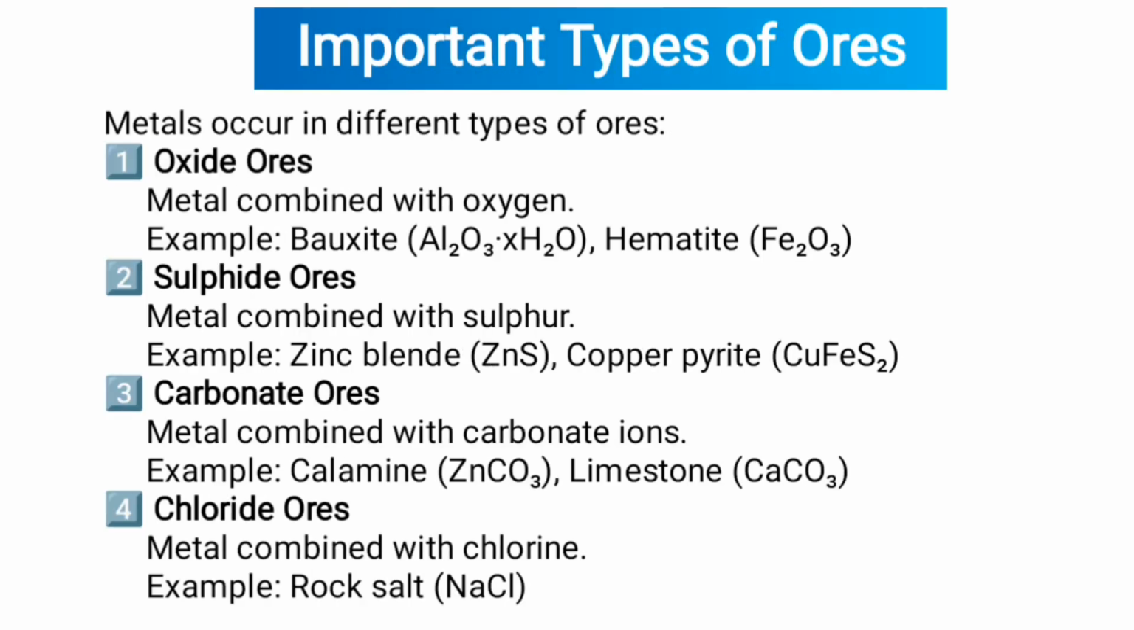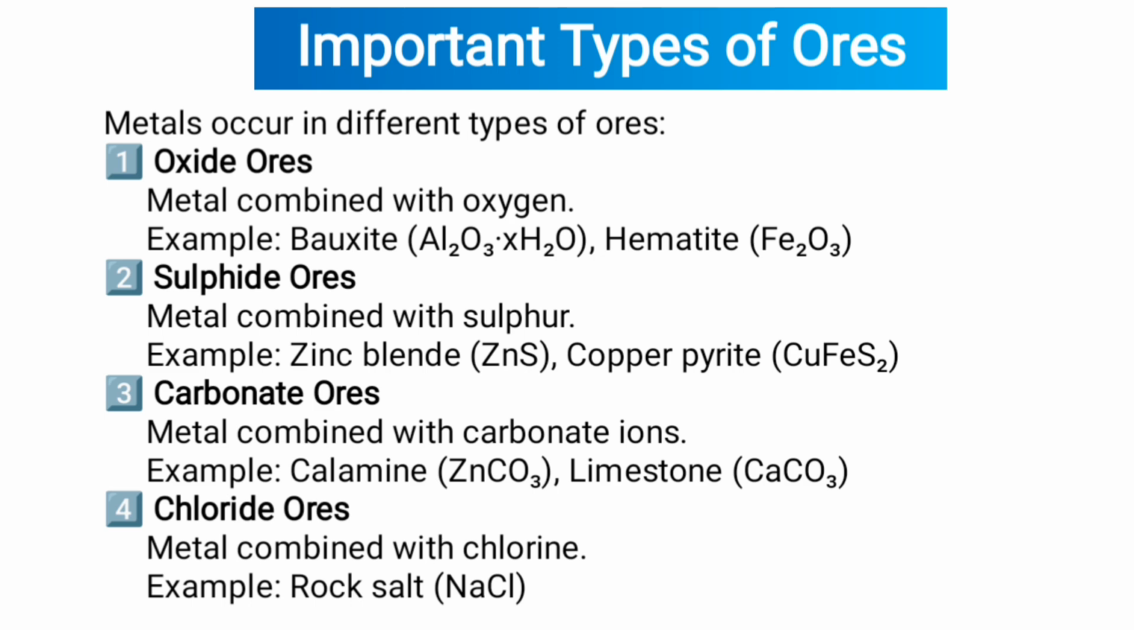Now, important types of ores. Metals occur in different types of ores. First one, oxide ores: metal combined with oxygen. Example: bauxite, Al2O3.xH2O, and hematite, Fe2O3. Second one, sulphide ores: metals combined with sulfur. Example: zinc blende, ZnS, and copper pyrite, CuFeS2.